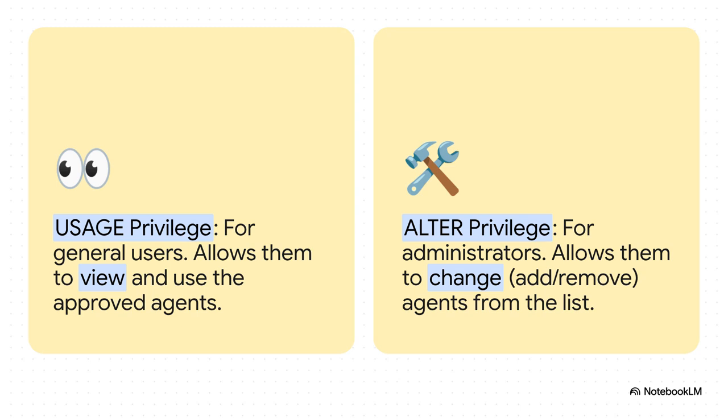The usage privilege is what you'll give to most of your users. It just lets them see and use the agents you've approved. The alter privilege, on the other hand, is for the admins. It gives them the power to add or remove agents from that central list. It's a really simple but powerful way to separate who can use the tool from who can manage the tool.